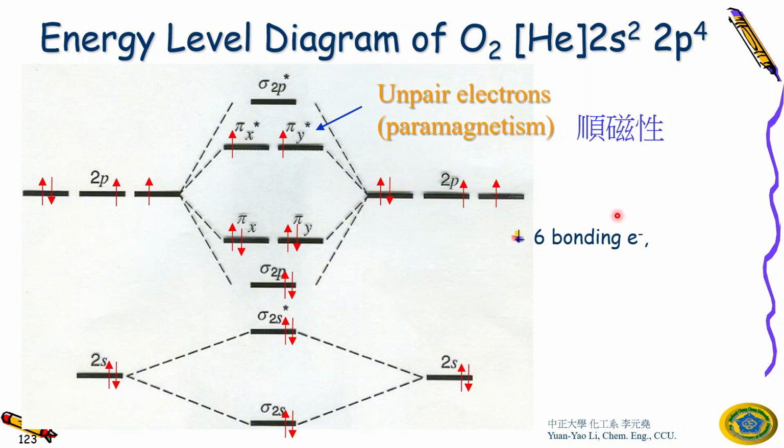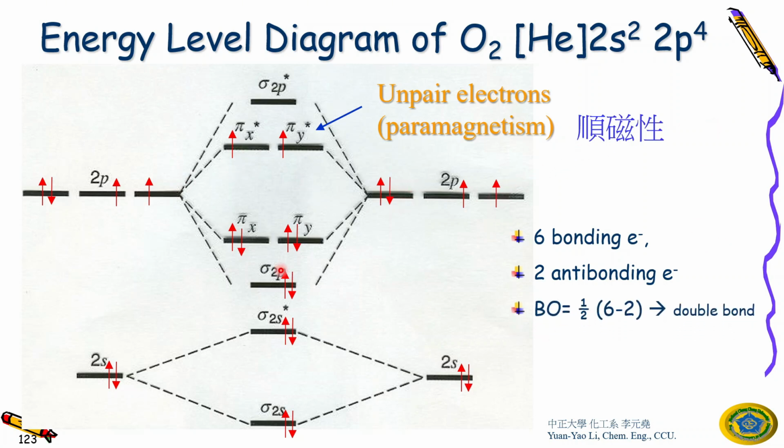So you know you have 6 bonding electrons, right? And then you have 2 anti-bonding electrons. So what's the bond order? The bond order will be 6 minus 2, divided by 2. So this is a double bond. Okay, and the bond energy of oxygen is 498, which is greater than a single bond. So a double bond is greater than a single bond. That's for sure, right?